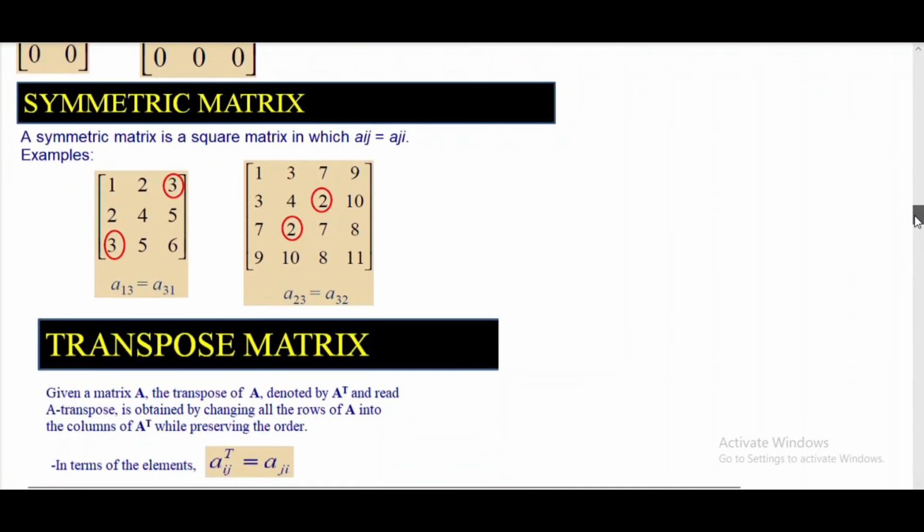Another definition is the symmetric matrix. A symmetric matrix is a square matrix in which Aij is equal to Aji. It means elements above and below the principal diagonal are the same. Like this, A13 is equal to A31, A22 is equal to A22, A21 is equal to A12, A31 is equal to A13, A32 is equal to A23. So all the elements below and above the main diagonal are the same. These are two examples of symmetric matrices.